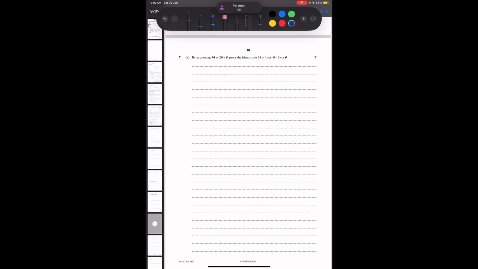Moving on to question number 7, part A. By expressing 3 theta as 2 theta plus theta, prove the identity that cos 3 theta is equivalent to 4 cos cube theta minus 3 cos theta. So cos 3 theta can be written as cos of 2 theta plus theta, right? So now we are going to expand this: cos 2 theta cos theta minus sin 2 theta sin theta.